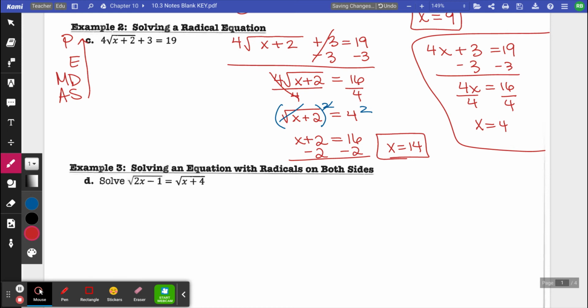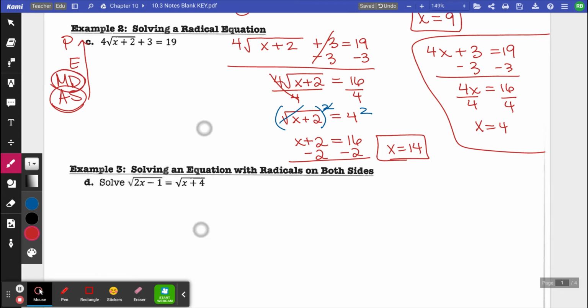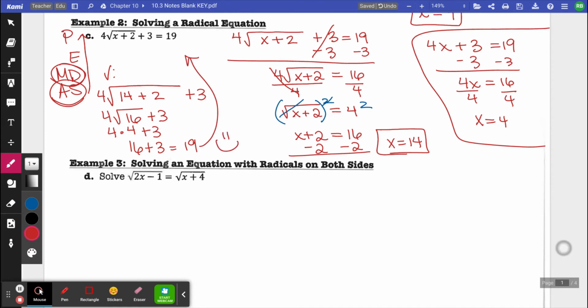So that's why we subtracted the 3 because it was being added, and then we divided by 4 because it was being multiplied by 4, and that's why we went that way. If you want to check your answer, 4 times the square root of 14 plus 2, and then we'll add 3 on the outside. This is 4 times the square root of 16 plus 3. The square root of 16 is 4, so 4 times 4 is 16 plus 3, we get 19. And that is what they had up there. So we have the right answer of x is equal to 14.